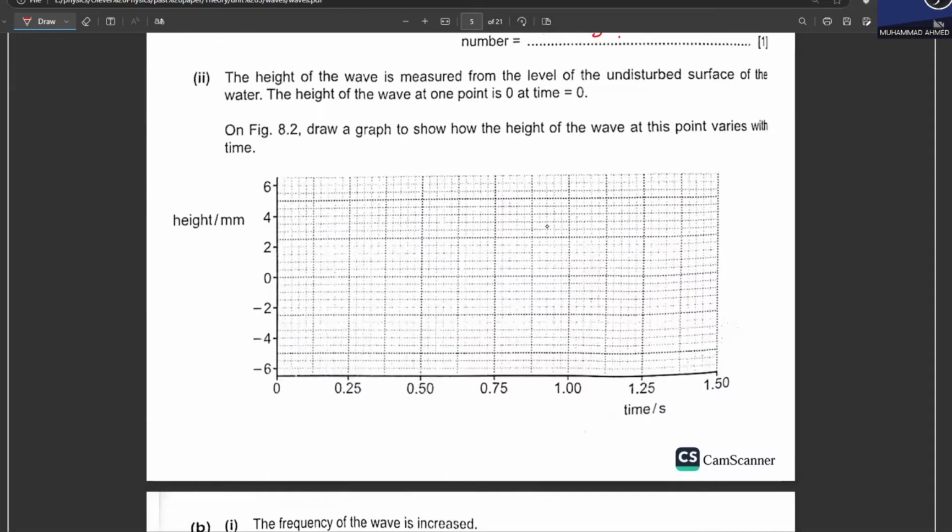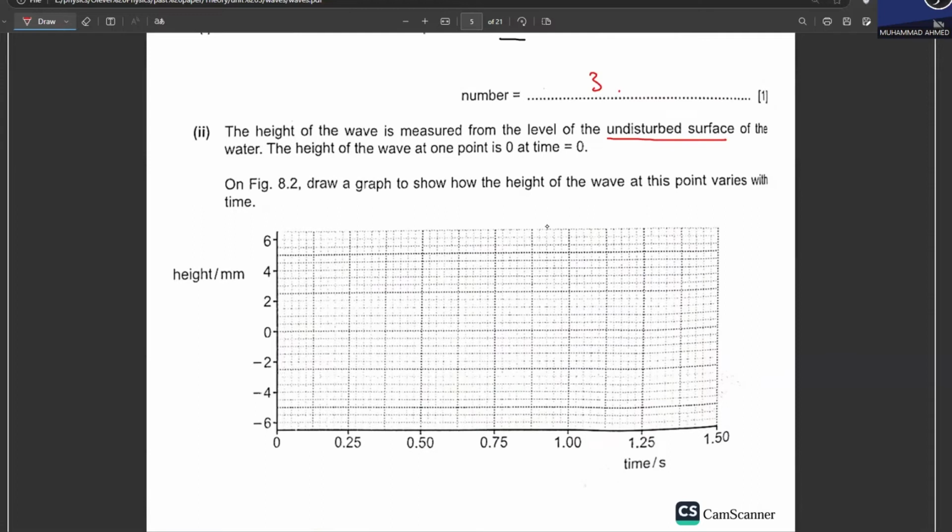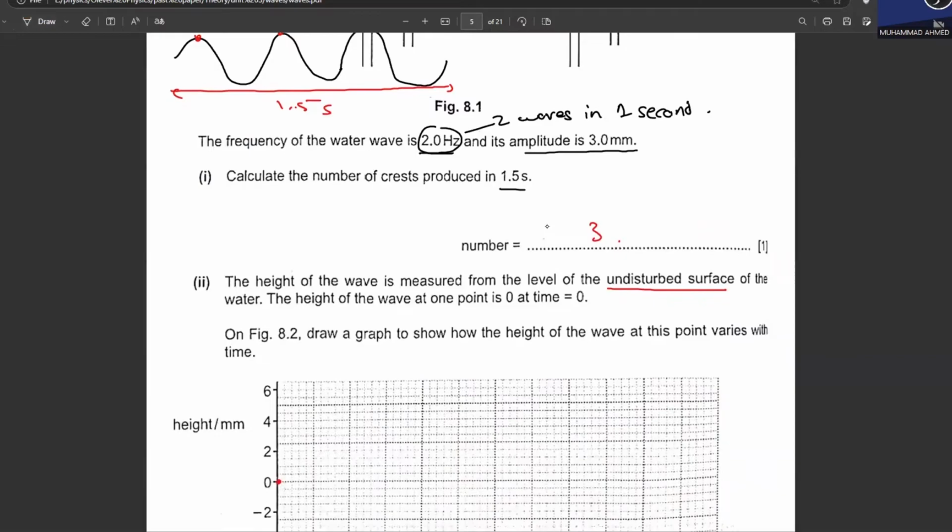Let's see this. The height of the wave is measured from the level of the undisturbed surface, that is from the mean position. That means the graph will start from 0. The height of the water wave at time t equals 0 is 0. On figure 8.2, draw a graph to show how the height of the wave at this point varies with time. Okay, how does the height vary with time? We know that the amplitude is 3 and the frequency is 2 hertz.